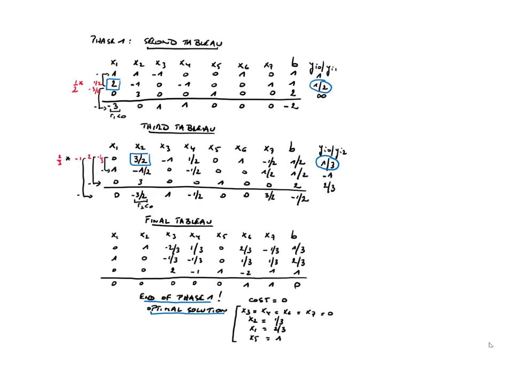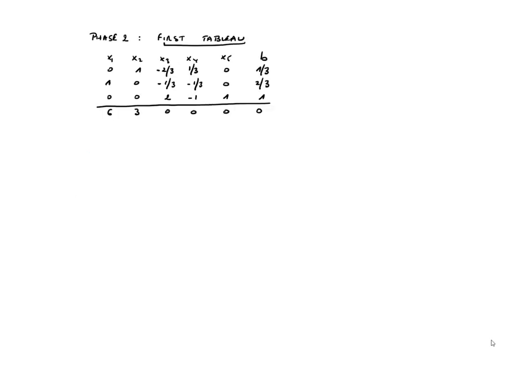To continue with phase 2, what we'll have to do is cross out the 2 columns that correspond to the 2 artificial variables. We'll forget about this artificial cost, and here below we'll have to write the original cost, and this original cost is 6x1, so we'll have a 6 here plus 3x2, and all the other elements will be 0. This is the first tableau that we had constructed for phase 2, and as you can see, I've got the basic variables x1, x2 and x5.